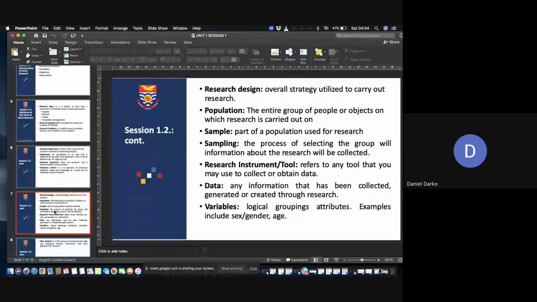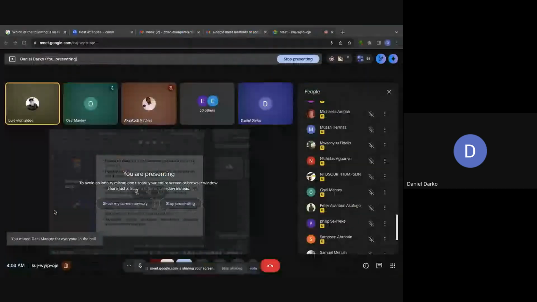Population is the entire group of people or objects on which the research is carried out. If the student is the population, the entire students. If it is prison officers, then prison officers is our population. If it's about teenage pregnancy, then we are looking at teenagers who are pregnant within a specific area or community. That is the population. Now, because we may not be able to talk to everybody in the population, we are likely to select a sample.